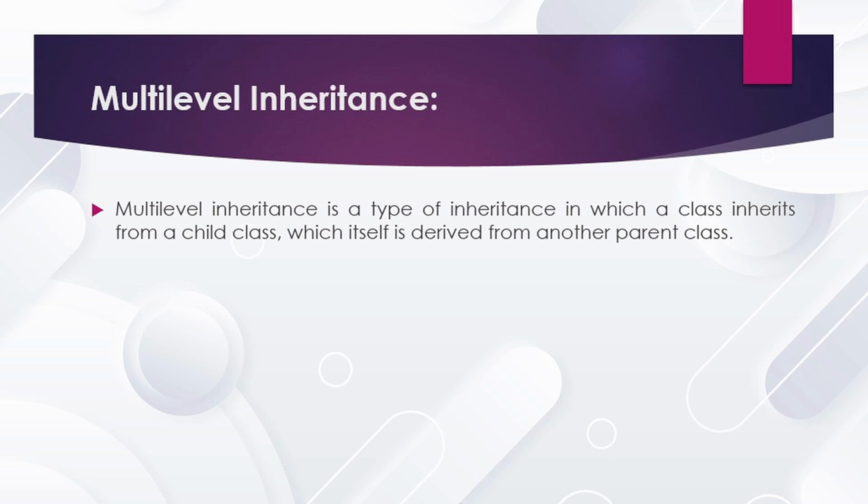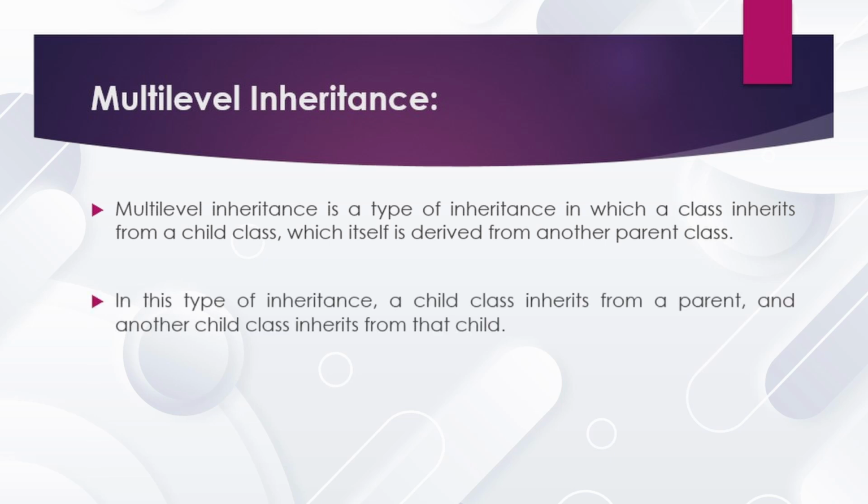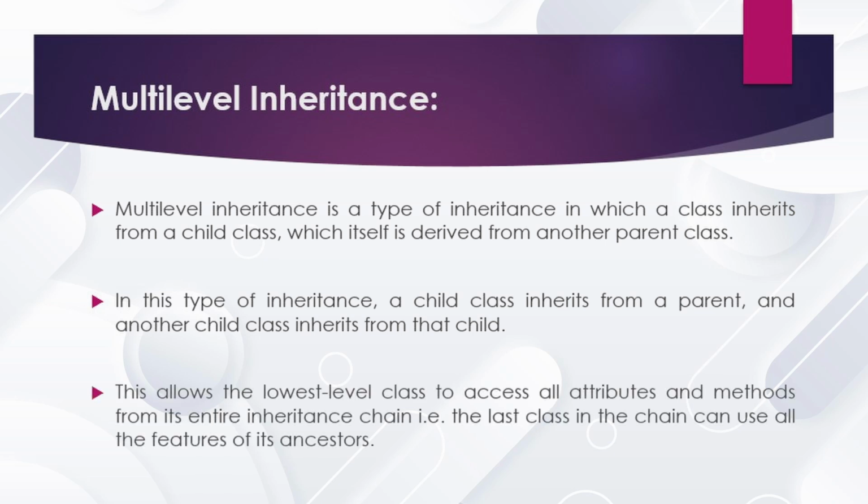Multilevel inheritance is a type of inheritance in which a class inherits from a child class which itself is derived from another parent class. This forms a chain of inheritance across multiple levels, hence the name multilevel inheritance. In this type of inheritance, a child class inherits from a parent and another child class inherits from that child. This allows the lowest level class to access all attributes and methods from its entire inheritance chain. That is, the last class in the chain can use all the features of its ancestors.